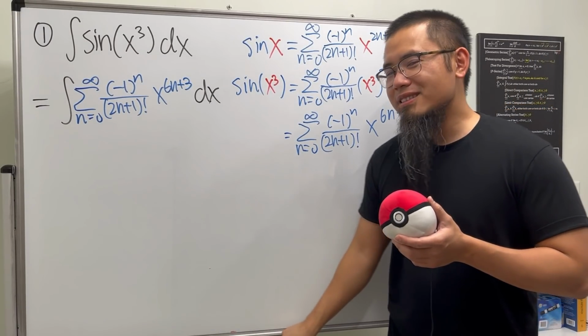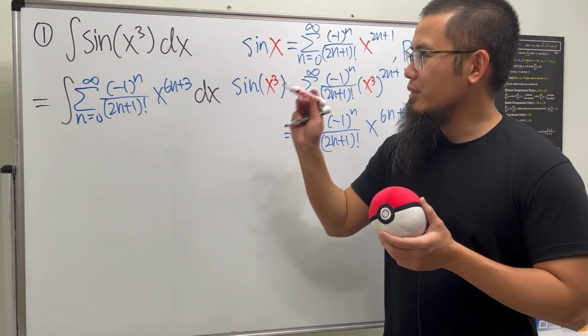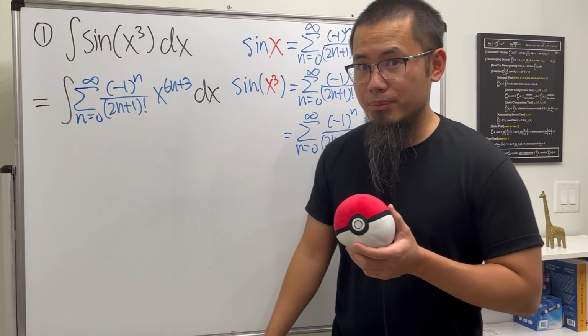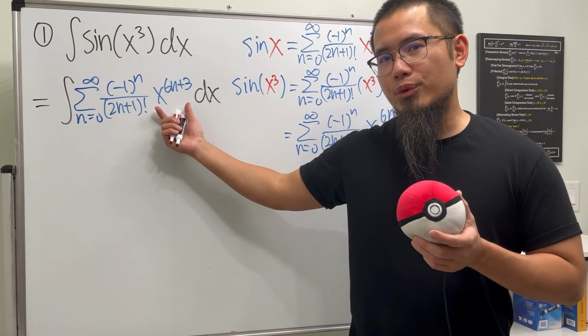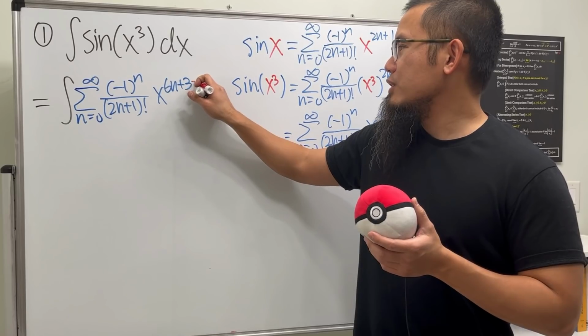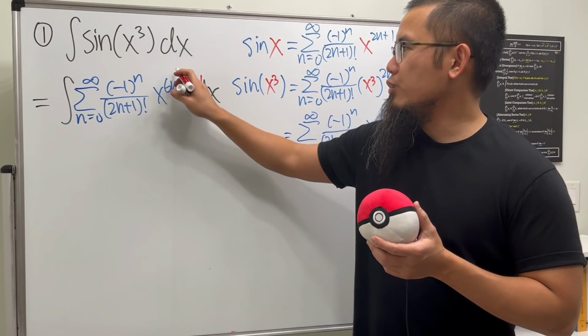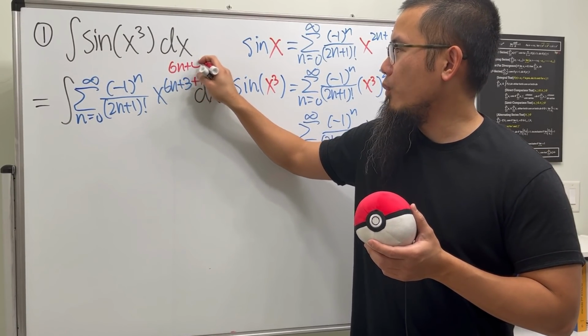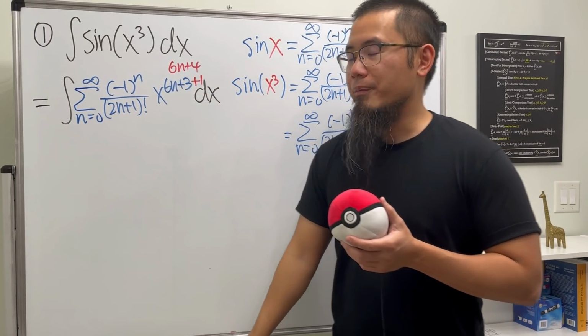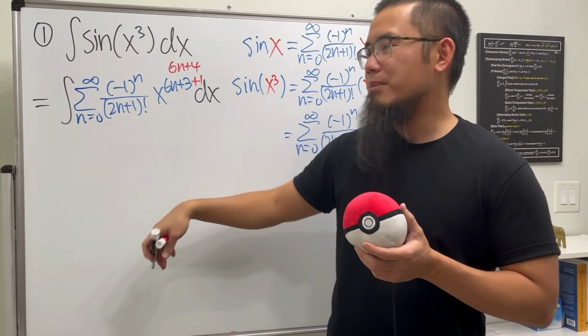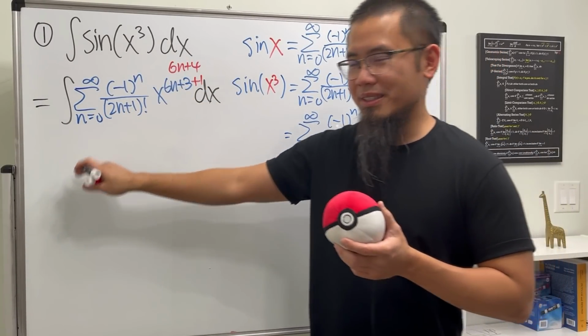Alright, here comes the best part. Because to integrate a power series, all we have to do is to use the reverse power rule right here. And that is just go ahead and add 1 to the power, and the new power is 6n plus 4, and divided by the new power here. I ran out of space, so I'm just going to put that down in the final answer.